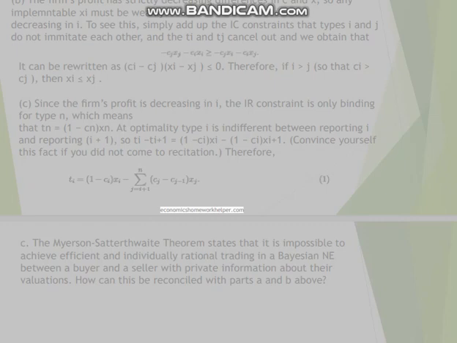C. The Myerson-Satterthwaite theorem states that it is impossible to achieve efficient and individually rational trading in a Bayesian Nash equilibrium between a buyer and a seller with private information about their valuations. How can this be reconciled with parts A and B above?